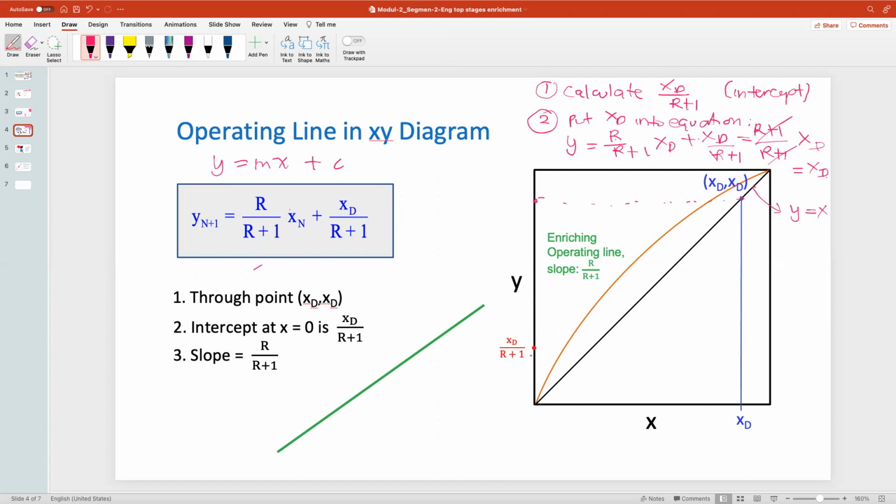Get it? So then you have two points. First is the intercept. The second one is xd comma xd, which is when x equal to xd, your operating line would be on this point. So the next step is you can now put the line over here. Ta-da!